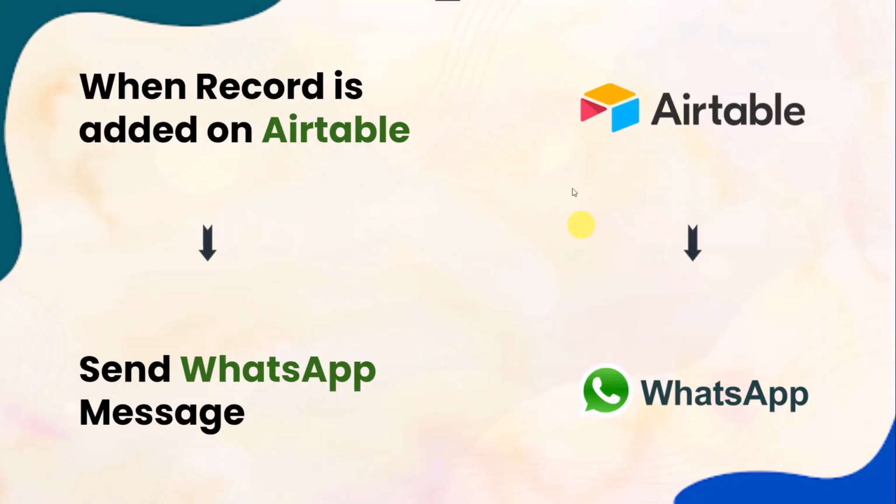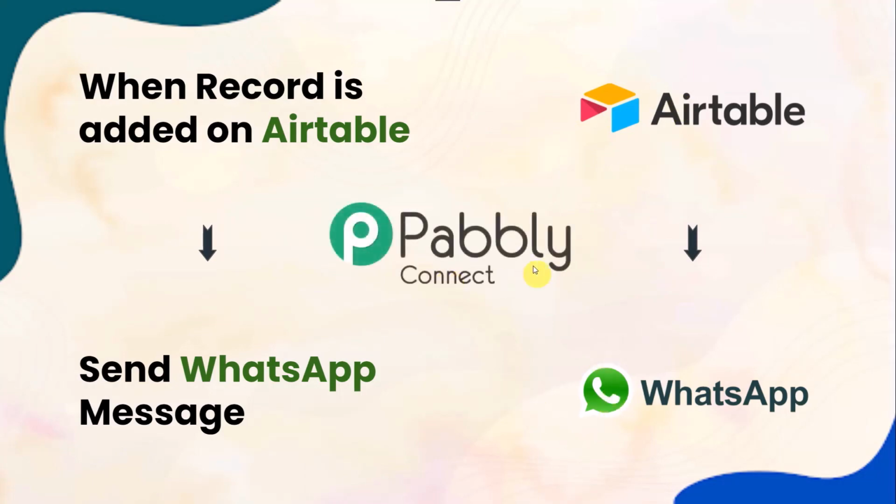So in order to create an integration between Airtable and WhatsApp, we are going to use a software application named Pabbly Connect. So basically, Pabbly Connect is an automation and integration software which will help us in integrating Airtable with WhatsApp automatically. The best part of using this application is it doesn't require any coding skills or programming knowledge. Even a non-technical person can use this software application very easily.